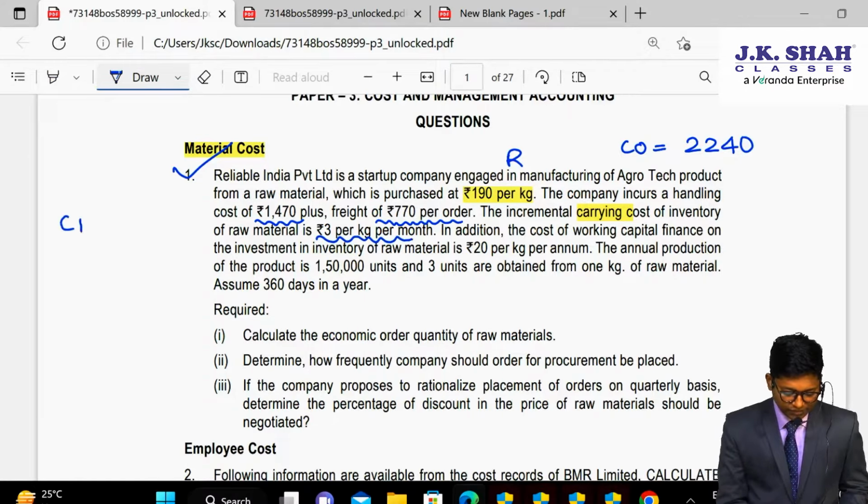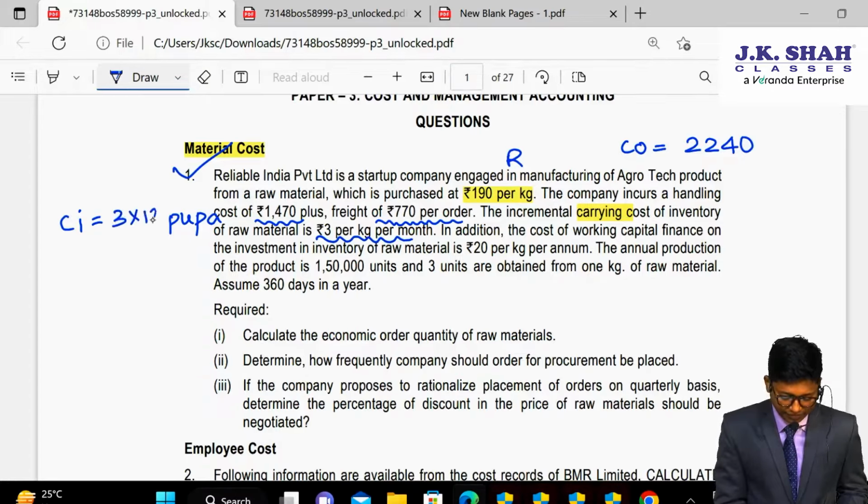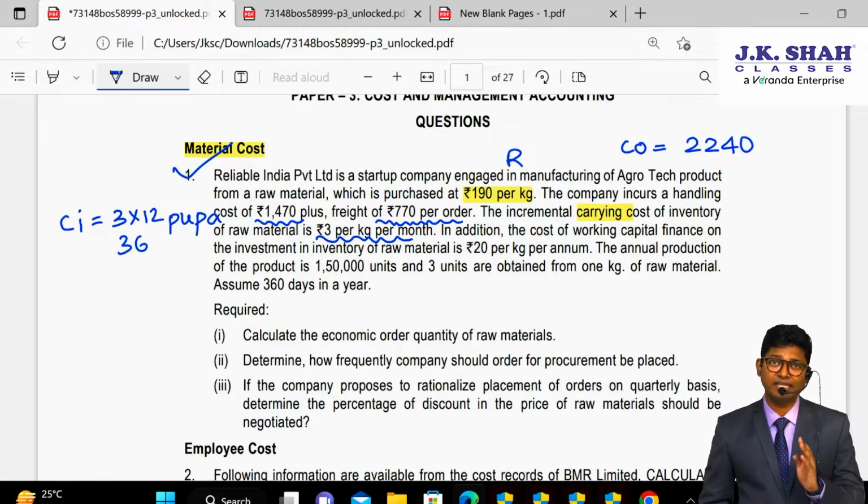Guys, whenever you calculate carrying cost of material, you should always express it on per unit and per annum basis. Here in this question 3 rupees is given, but they have expressed it on monthly basis. So if you want to convert it into yearly basis, simply you need to multiply it by 12. You will get 36 rupees as your first carrying cost element, which is covered in the question.